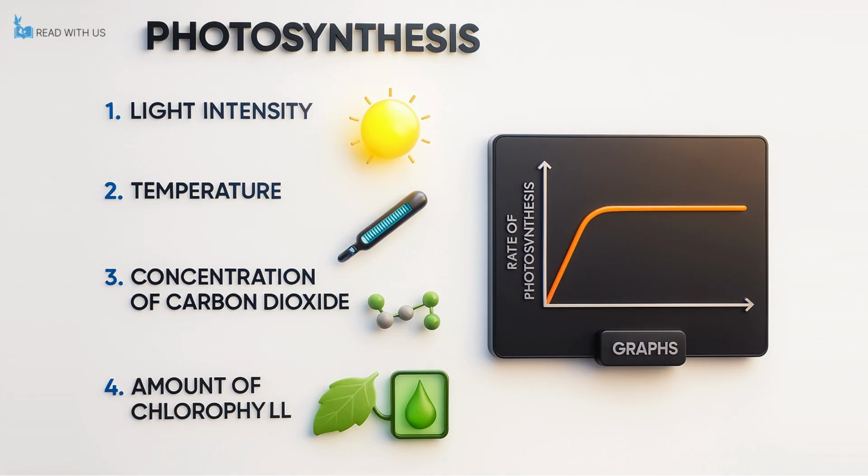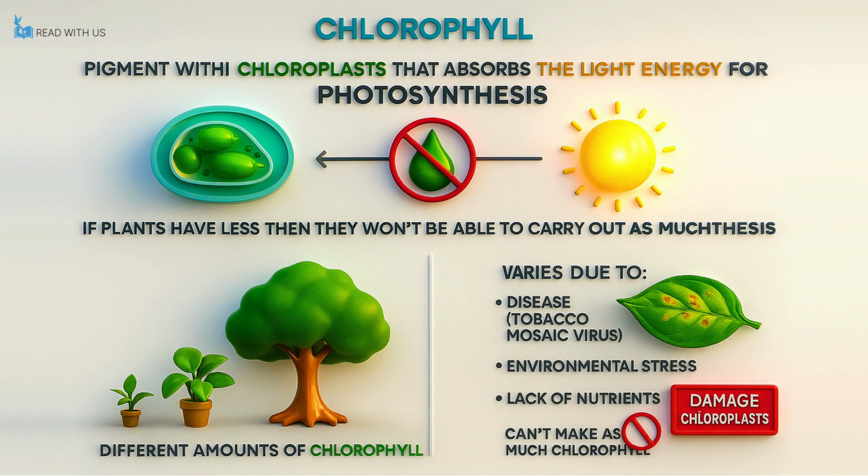To begin, let us consider chlorophyll. Chlorophyll is the green pigment found inside the chloroplasts of plant cells. Its primary role is to absorb the light energy that drives the photosynthesis process. It follows, then, that if a plant has a reduced amount of chlorophyll, it will not be able to capture as much light energy and therefore will not be able to photosynthesize as efficiently.